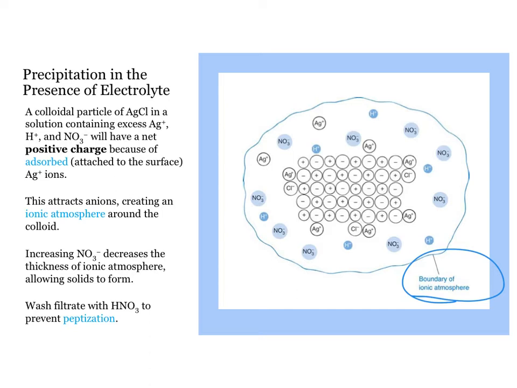This presents a problem because colloids must collide with one another to form solids that are large enough to be filtered. Increasing the concentration of nitric acid in the precipitation reaction decreases the thickness of this ionic atmosphere. This allows particles to come closer before repulsions become significant. For this reason, most gravimetric precipitations are done in the presence of electrolyte, and the solid will be rinsed with the same electrolyte solution to prevent that charge from building up and breaking apart the solid in a process known as peptization.